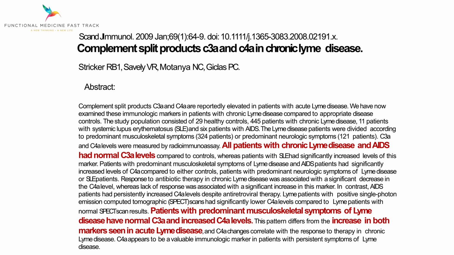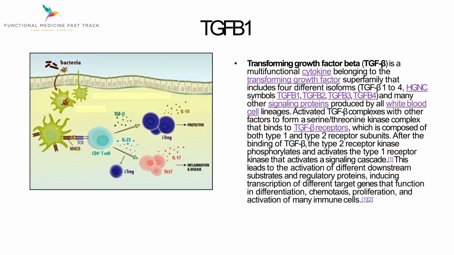Patients with predominant musculoskeletal symptoms of Lyme disease had normal C3A and increased C4A levels. So those are chronic patients. And this pattern differs from the increase in both markers seen in acute Lyme disease. So in acute Lyme disease, we've got C3A and C4A that are both high. Chronic, C3A is normal and C4A remains increased, and that's the big differentiator.